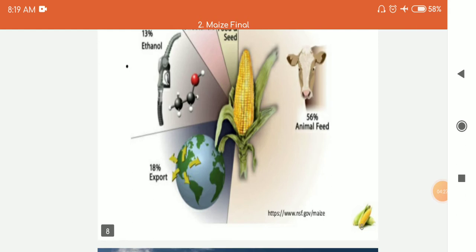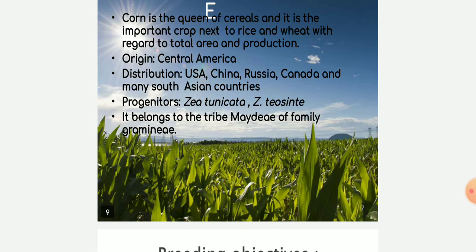The maize. Corn is the queen of cereals, and it is the important crop next to rice and wheat with regard to total area and production. The distribution includes USA, that is United States of America, then China, Russia, Canada, and many South Asian countries. Progenitors: Zea tunicata or Zea teosinte. It belongs to the tribe Maydeae of the family Gramineae.